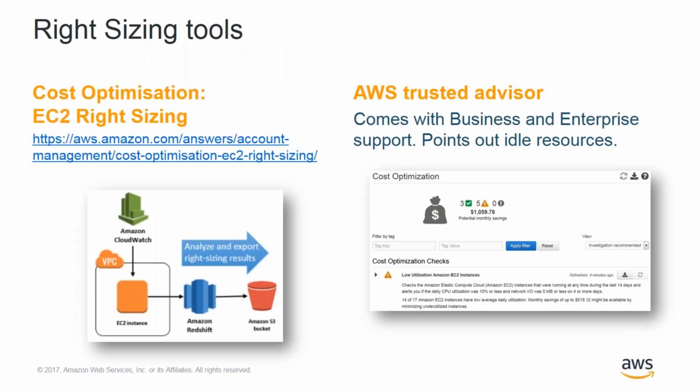And so doing that case by case might take a while. So AWS also provides tools to help you in this space. The first tool is EC2 right-sizing tool, and you can find that at the link there, and I'll provide a demo of that shortly. The second tool is AWS Trusted Advisor, which comes with business support and enterprise support, and it points out idle resources, and I'll demo that shortly as well.